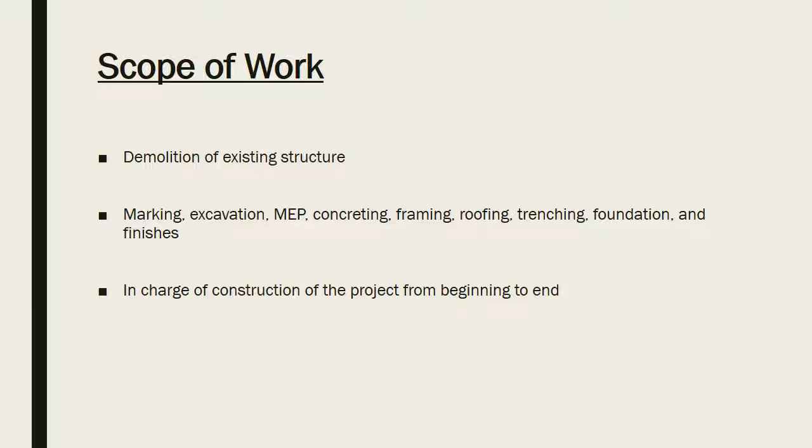So the scope of work for these projects varied very minorly. However, they all encompass pretty much the same scope of work. For the Elk Grove location, there was an existing structure, so there was a demolition involved in that. However, for the rest of the projects in Lodi and Sacramento, they all involved marking, excavation, MEP, concrete, framing, roofing, trenching, foundation, and finishes, and basically everything from ground up to the final product is what we were in charge of for the construction of these residential homes.